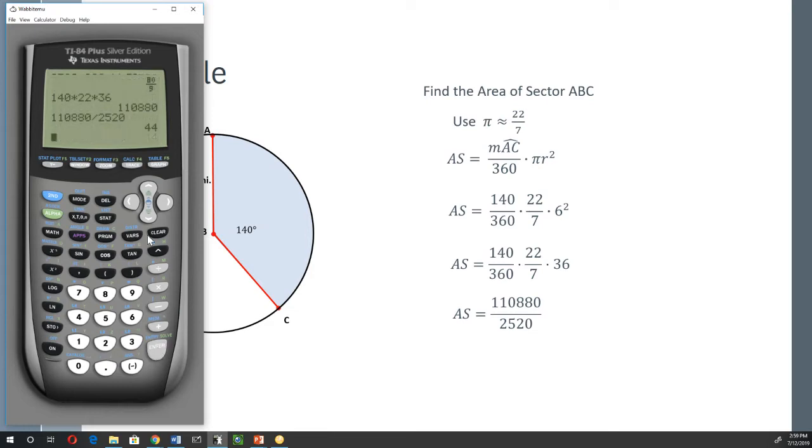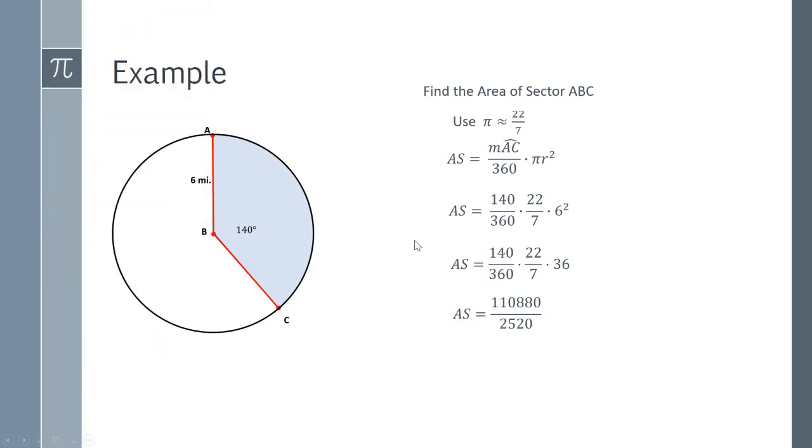So if we hit enter on that, look at that, we get a whole number, 44. So that means that this will have an area as approximately, and I didn't put my approximate symbols, I should have, approximately 44 miles squared. So that would be the area of that sector.